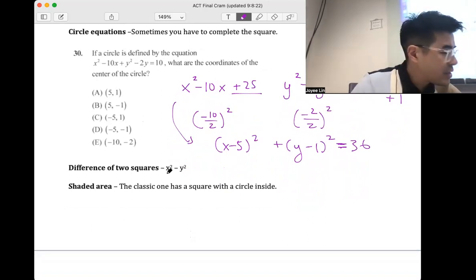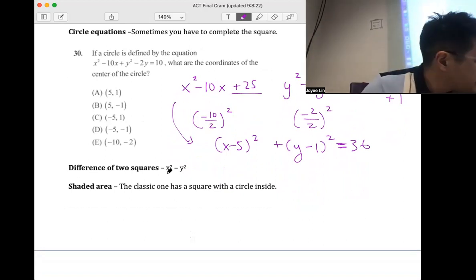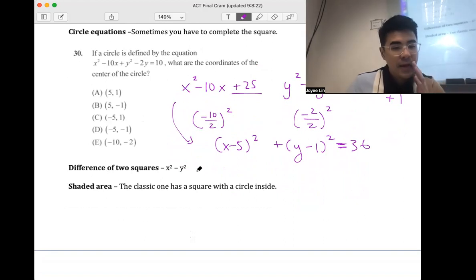Okay, difference of 2 squares, what does x squared minus y squared factor into? x plus y, x minus y, right? Okay.